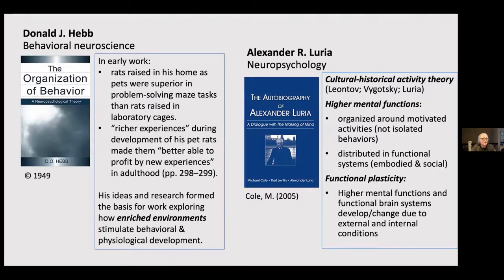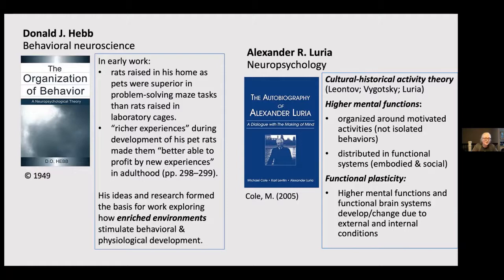As I considered implications of my research for clinical translation, I increasingly returned to the generative work of some pioneers in experience-centered neuroplasticity. As a behavioral neuroscientist, Donald Hebb's early observations comparing his pet rats to his lab rats inspired the study of environmental enrichment. It led researchers to examine mechanisms by which environment and experience can influence brain structure and function, and his ideas formed the basis for extensive research on how enriched environments stimulate behavior and physical development. As a neuropsychologist and a co-founder of cultural-historical activity theory, Alexander Luria defined higher mental functions as organized around motivated activities, not isolated behaviors, and as distributed in functional systems, both embodied and social.